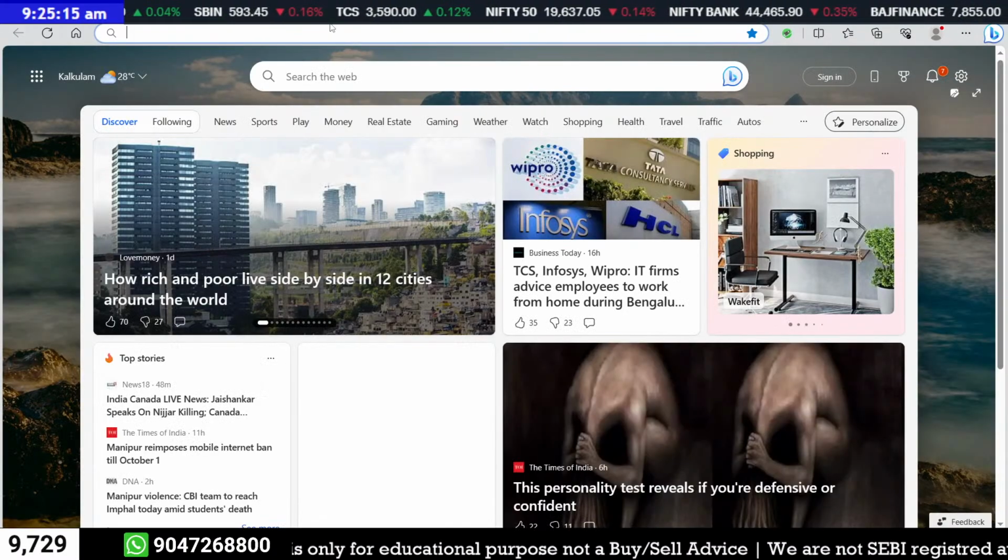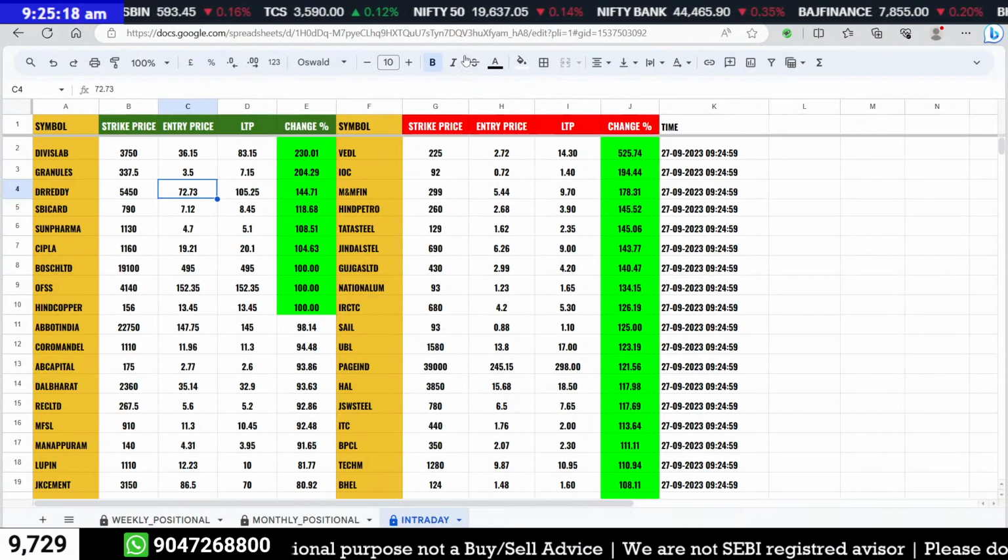And for charting also, we are using some scanners and screeners that we can discuss.